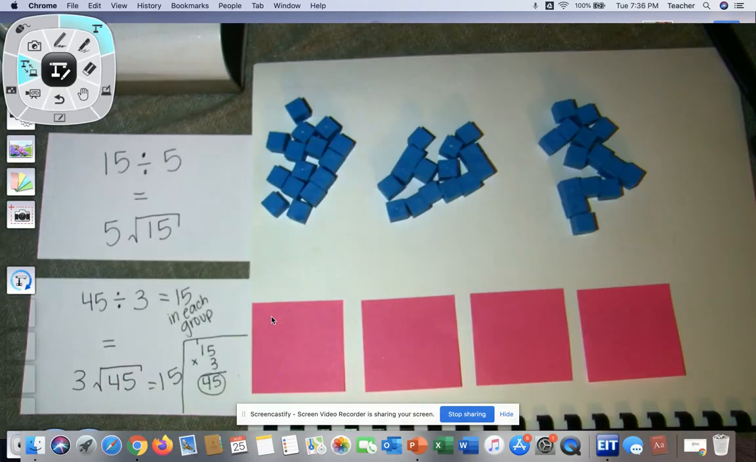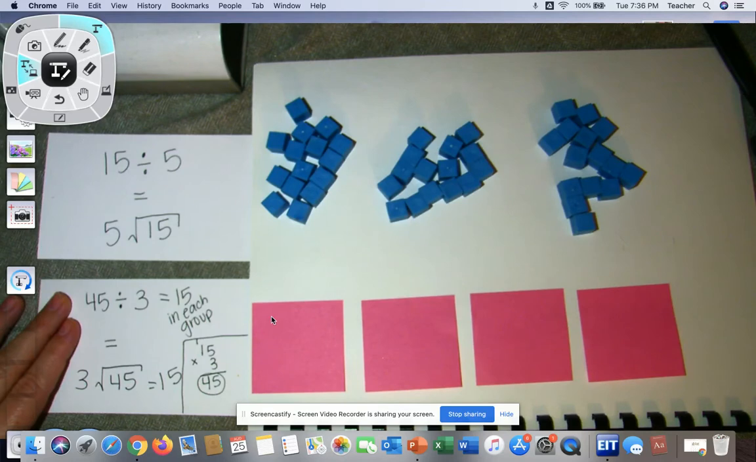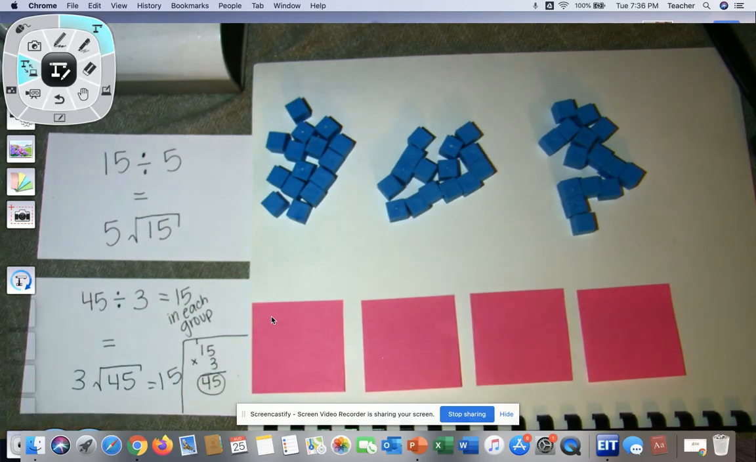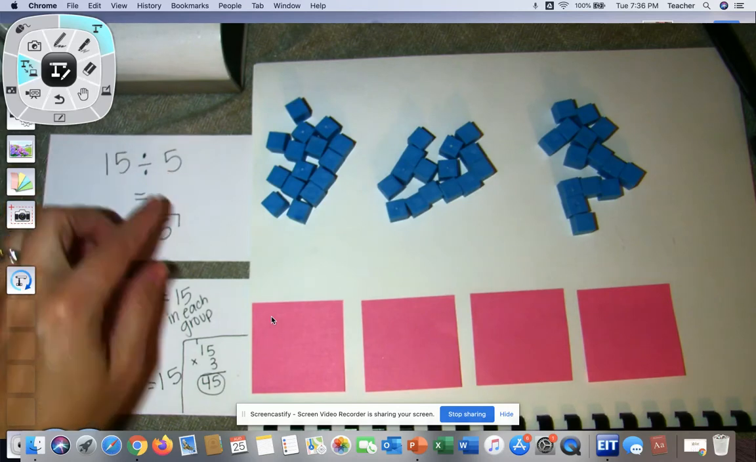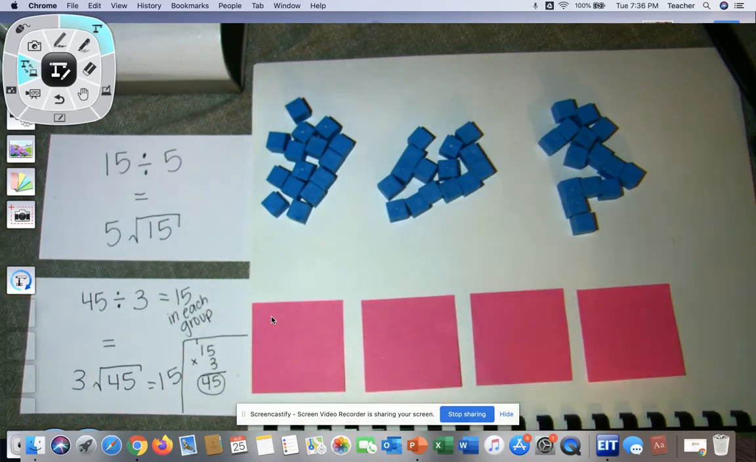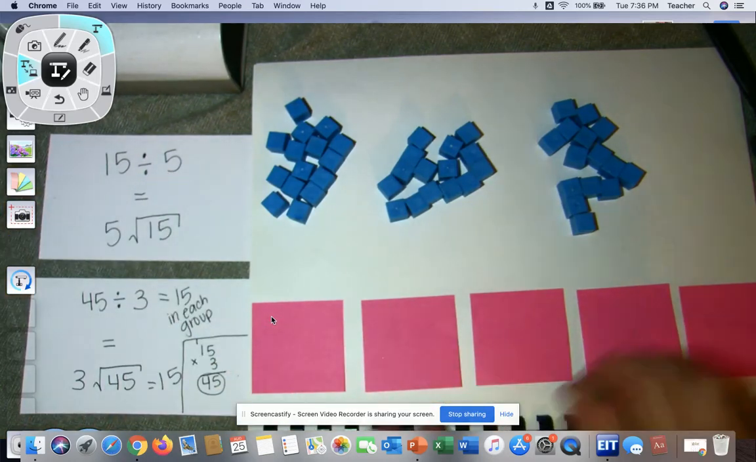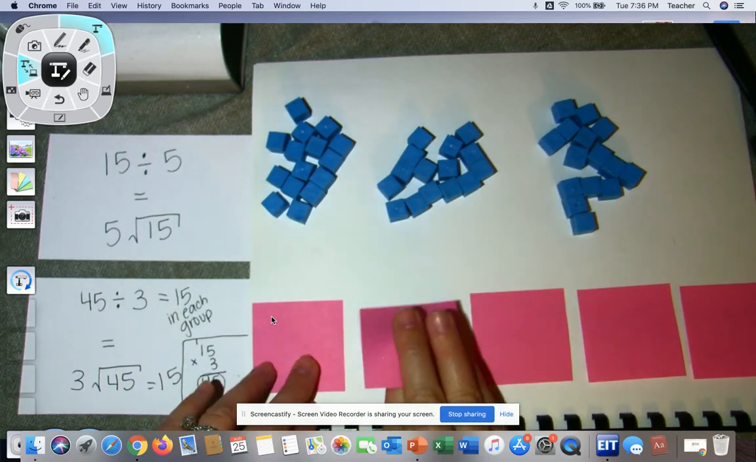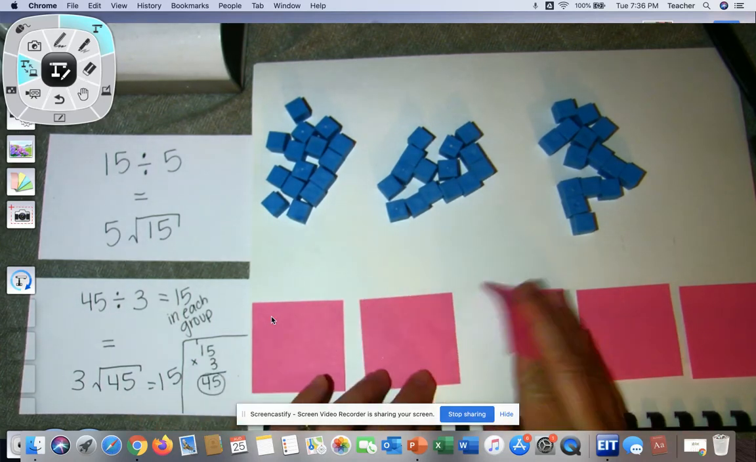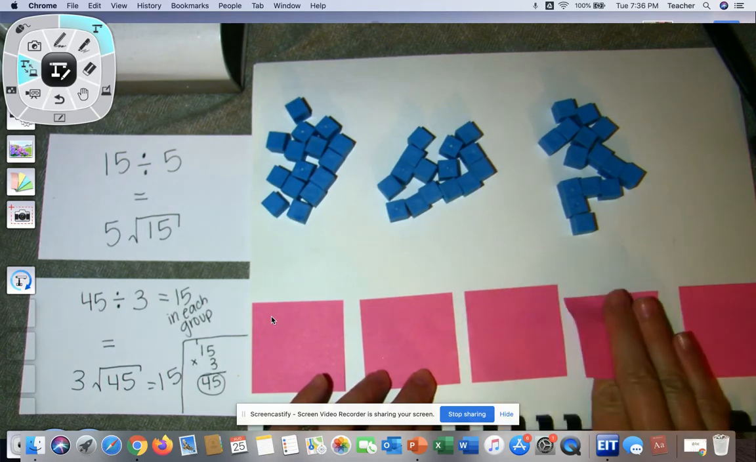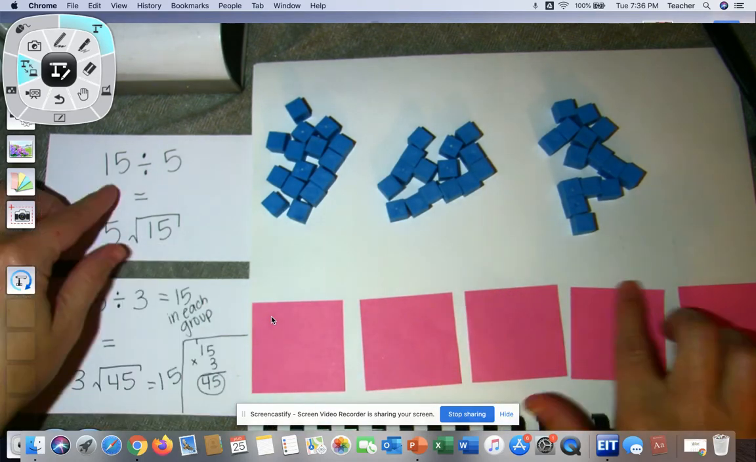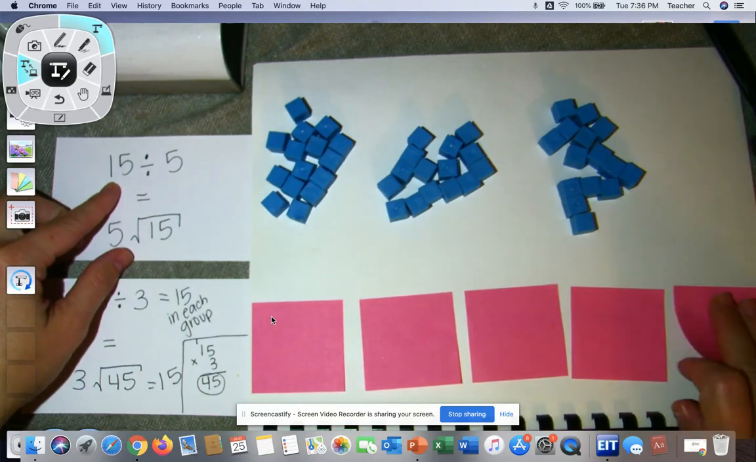So what we just did is 45 divided by 3, and now we're going to do another example. What we're going to do right now is 15 divided by 5. So we're going to need 5 Post-its down here so that we can physically see that we are grouping the numbers correctly. Also at the top, we still have our 45 unit cubes, so we're going to have to take some of those away because we're only going to be dividing 15.